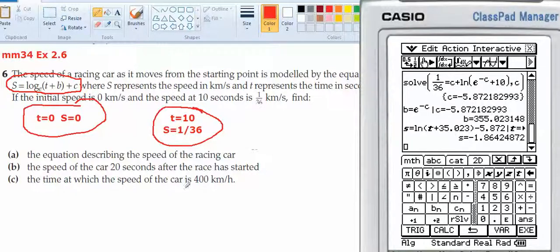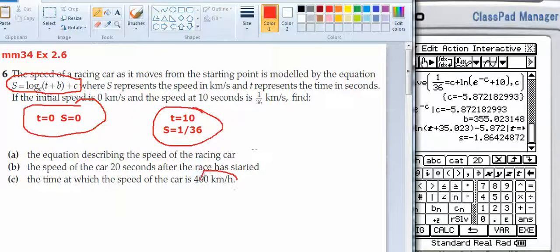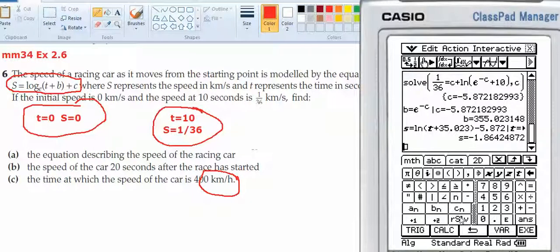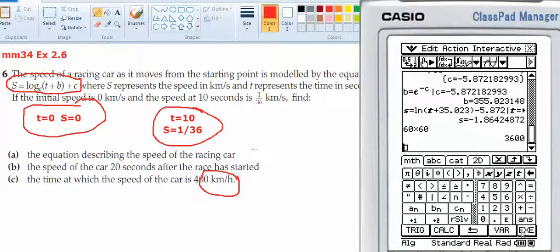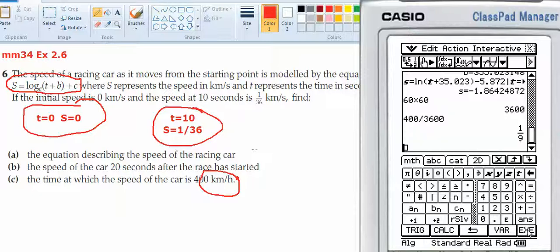And lastly, the time at which the speed is 400 kilometres per hour. This is kilometres per hour. I need to do a conversion to kilometres per second. How many seconds are there in an hour? Well, there's 60 seconds in a minute, and there's 60 minutes in an hour. So I'm going to have to divide 400 by 3600 to find out what 400 kilometres per hour is in kilometres per second, and it's 1/9.